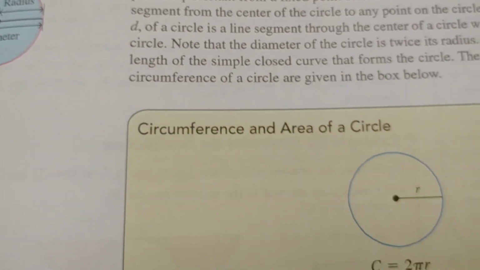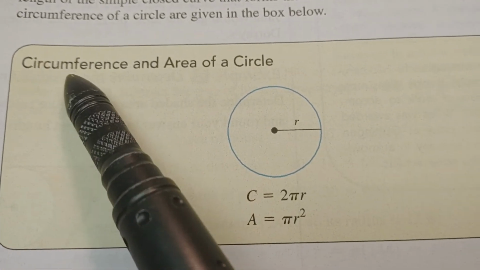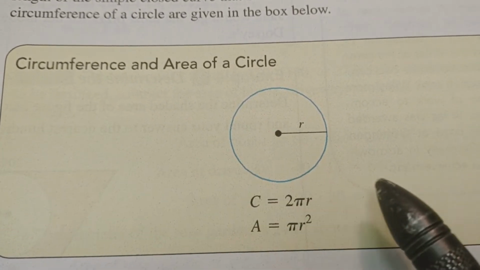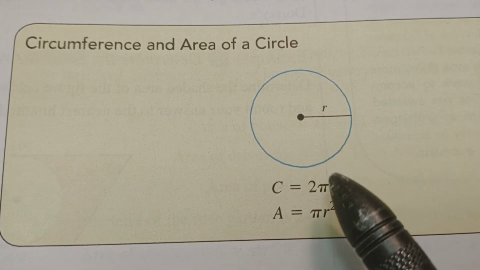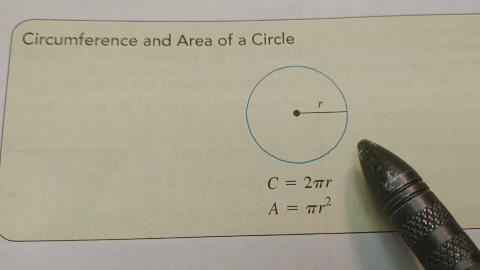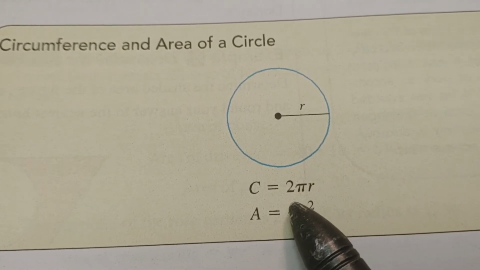Then we have circumference and area of a circle. Circumference is the same thing as perimeter, only it's a circle, so it's a curved motion. So circumference gives us the distance around the circle, and that is 2 times pi times r. Remember, pi is 3.14.